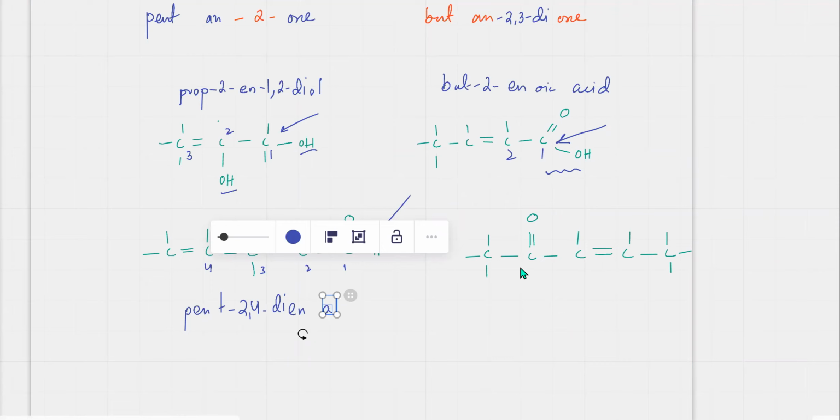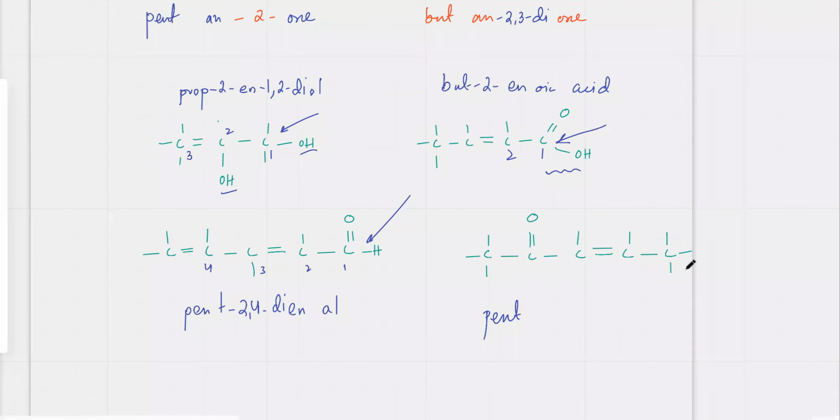And then you've got a ketone, 5 carbon atoms, so that's pent. ONE at the end. It's a double bond as well, so that's EN. The ketone group is at position number 2, so that's 2-one. And besides that, there's a double bond at position number 3, so it's 3-en and 2-one. So that's the name of this molecule.